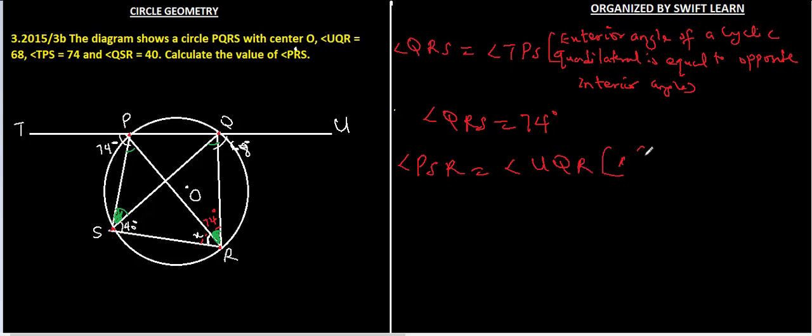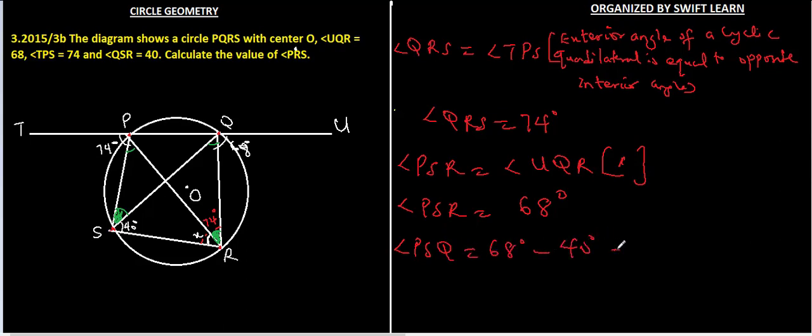I'll tell you that PSR equals UQR, for the same reason. So my PSR is equal to what? 68 degrees. So I can just say my PSQ, this part, is equal to what? 68 degrees minus 40 degrees. That will give me what? 28 degrees. So now this part is 28 degrees. If here is 28, that means this part is 20.